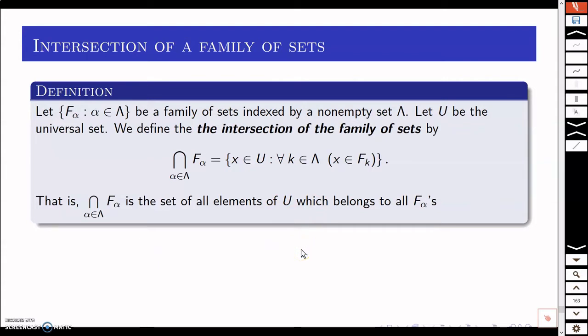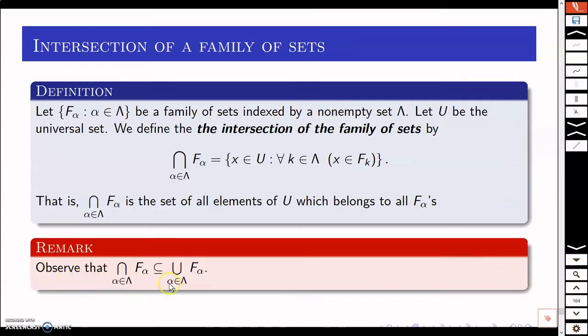Now we have one comparison between the intersection of a family of sets and union of the same family of sets, and that relation is this. If I take a family F alpha with the indexing set delta, then intersection of all the F alphas is a subset of union of all the F alphas where alpha is varying over the indexing set delta, right? So intersection is always a subset of the union, provided these sets F alpha they are from the same family. So let's try to prove this.